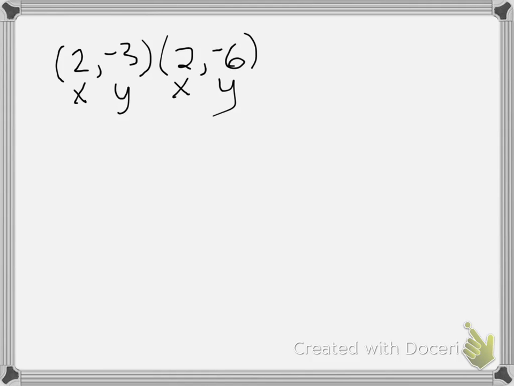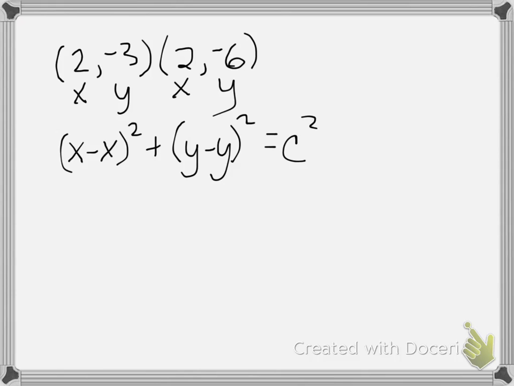So here's another one. Here's one that comes out clean to a perfect square. 2 and negative 6. Okay, so you can pause it and try this one if you want. Okay, so this is my x and my y and my x and my y. So I'm going to take my x's first, and I'm going to subtract them and square it. Then I'm going to take my y's, and I'm going to subtract them and square it, and that's going to equal c squared. So 2 take away 2 squared plus negative 3 take away negative 6.